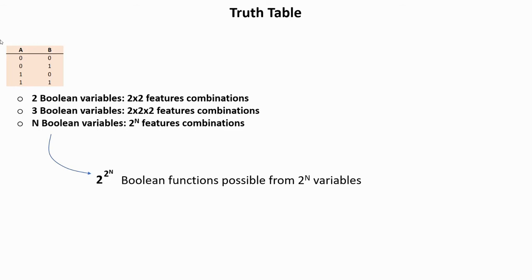In those cases, if you have two variables A and B, how many combinations are possible? 4 combinations are possible, right? If there are 3 variables, how many combinations are possible? 8 combinations. So if there are n Boolean variables, how many combinations are possible? 2 raised to the power n, right? So far so good. Is there any doubt? No.